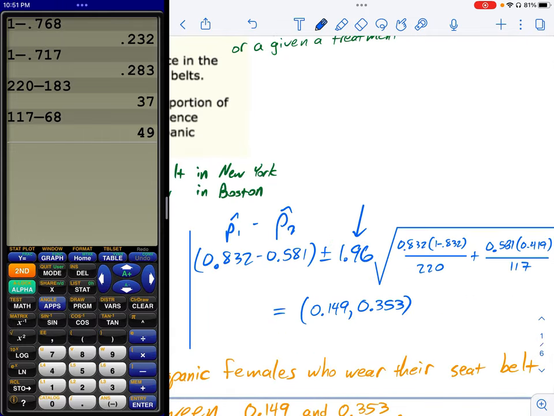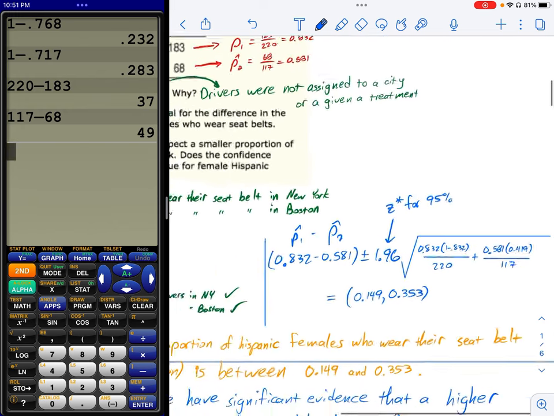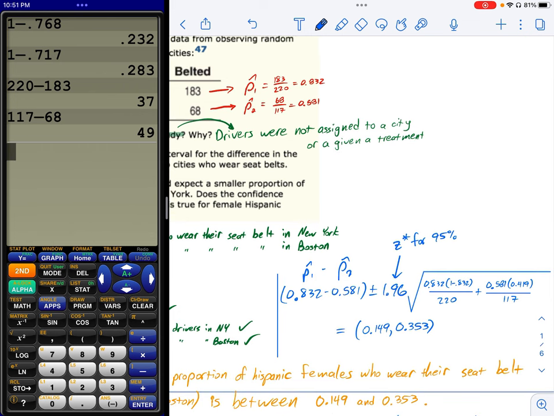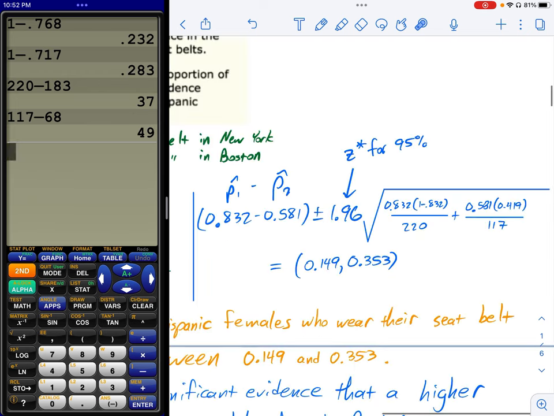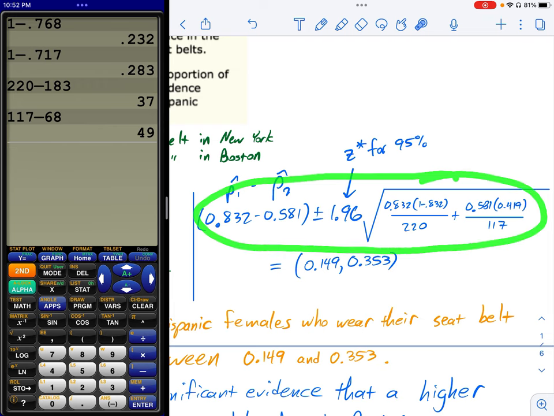Z star for 95%. Then, again, inside the square root, P1 is used for the first one. So put P1 there, and then 1 minus P1. You can zoom in on that if you need to. And then the sample size for the New Yorkers. And this is P2 and 1 minus P2, and the sample size for Boston. You need to write this out. You need to plug the numbers in.